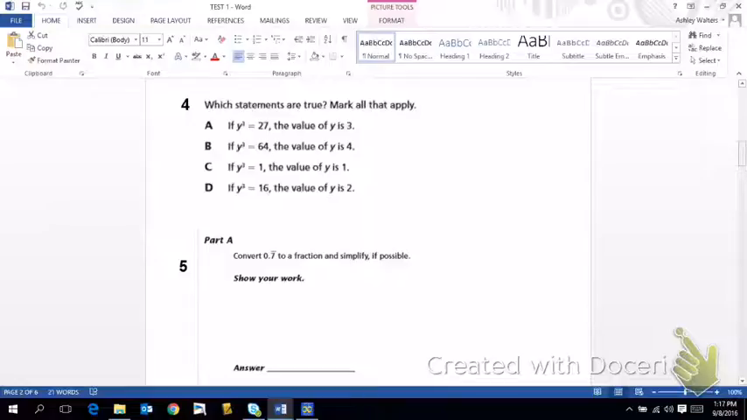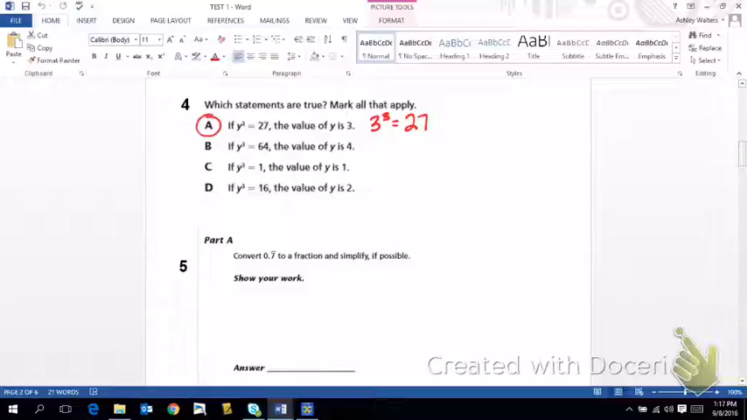In number 4, it says which statements are true. Mark all that apply. We're asking about cubing the y value and what the result will be. And we give you a variety of different y's, so we're trying to see which ones are true. Starting out with A, if we cube 3, that is 3 times 3 times 3, which will give us 27. So y cubed equals 27 is a true statement.